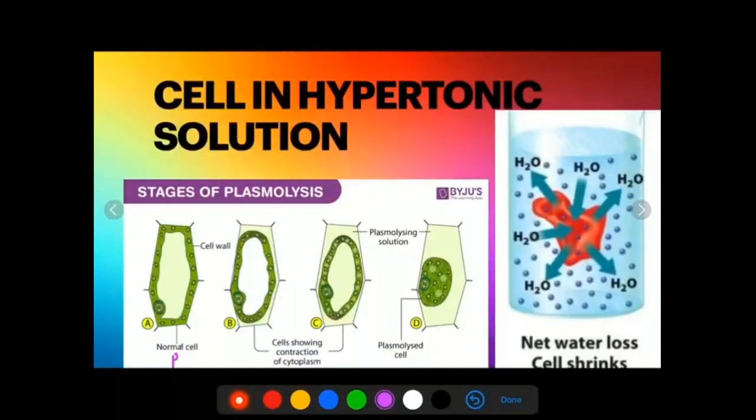Now if you place a cell in hypertonic solution, this is a cell, this blank cell. This blank cell has a cell wall around it. Now when this is placed in a hypertonic solution, the solution is hypertonic. Let us say the concentration of the solution is about 5%.